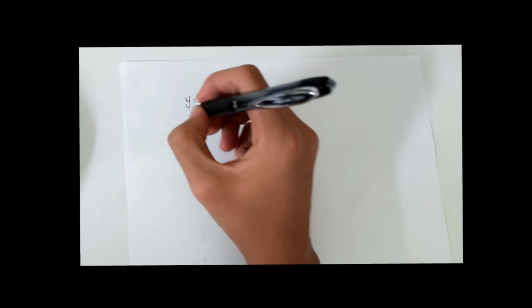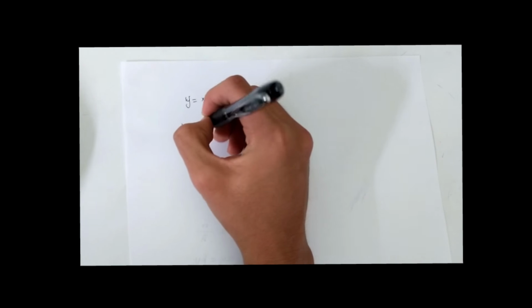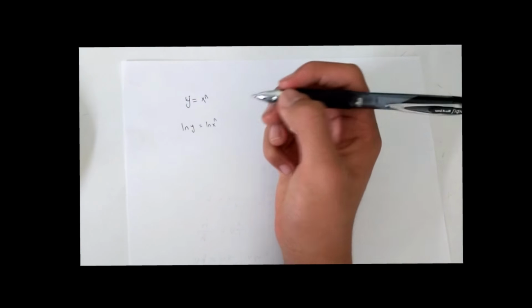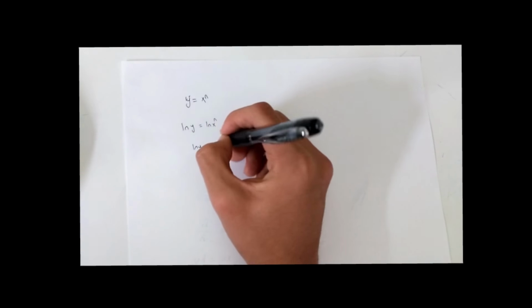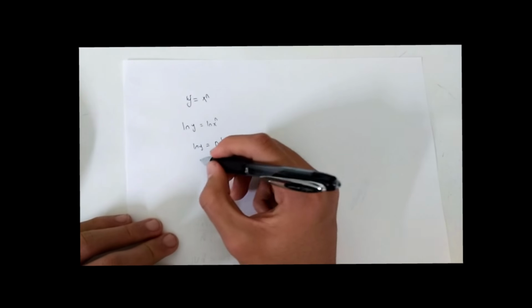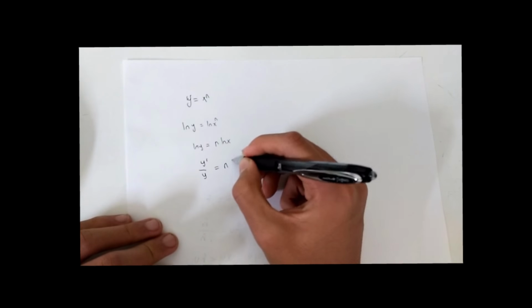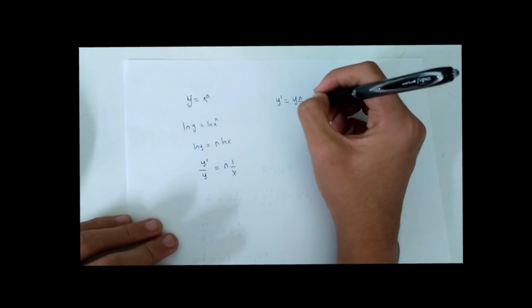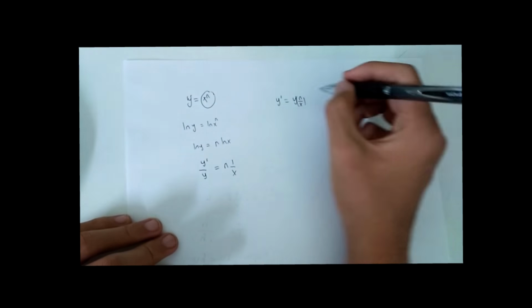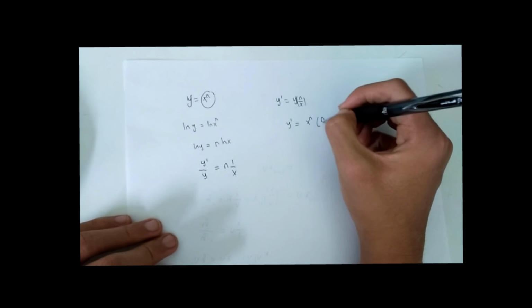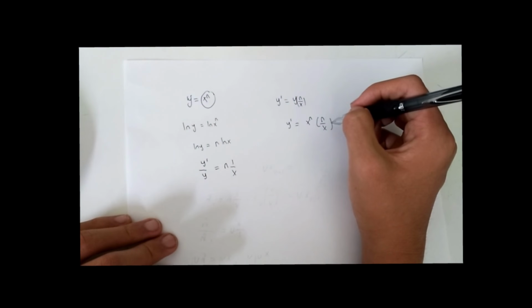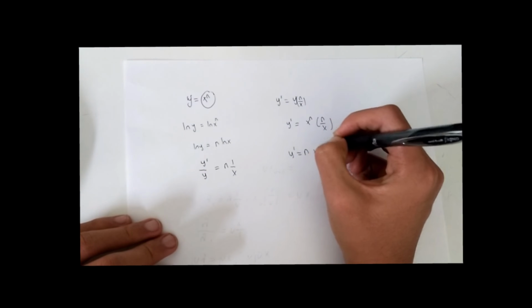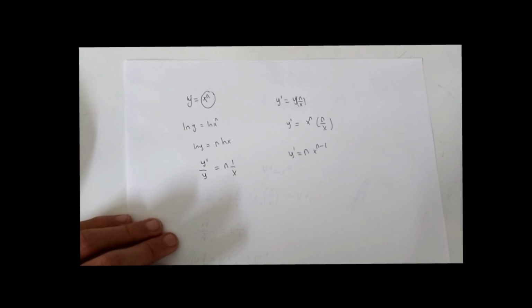However, this only proves positive values of n. If you want to prove negative n values, you need to use logarithmic differentiation. Start with y is equal to x to the power of n, then take the ln of both sides. Simplify, then take the derivative of both sides. Multiply both sides by the y value from the original equation, then simplify. You should get n x to the power of n minus 1, which is the power rule. In this proof, n can be negative or positive.